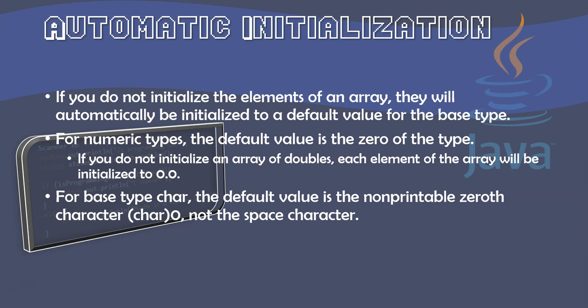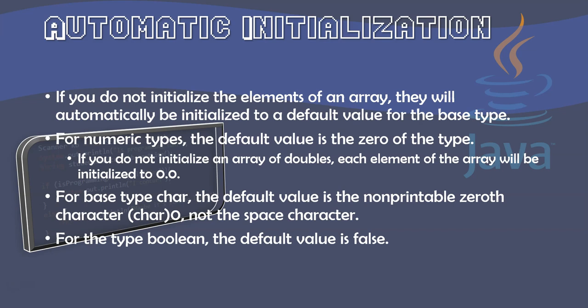For base type char, the default value is the non-printable 0th character. Char 0, not the space character. All right, it's just non-printable. It won't show up on your screen. For Boolean, the default value is false. And for class types, the default value is null.